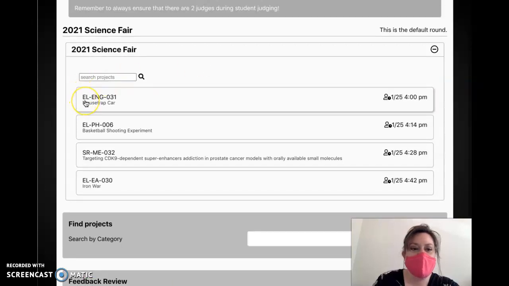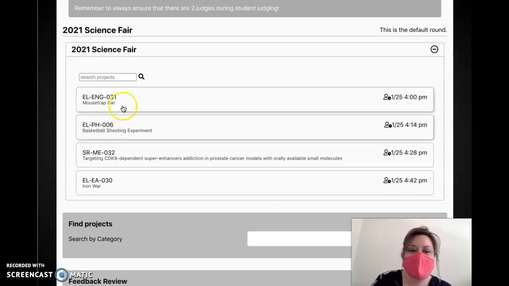You'll notice over here, these numbers tell us a couple of things. First of all, EL stands for Elementary Division. Elementary Division students are 5th and 6th grade students. And this SR stands for Senior Division. And then we also have a JR, which is not shown here, which is Junior Division. So EL, Elementary Division, 5th and 6th grade students. Junior Division is 7th, 8th, and 9th grade students. And Senior Division is 10th grade through 12th grade students. And so that's how they are judged at the regional fair, which is why we judge them in those categories at our fair as well.